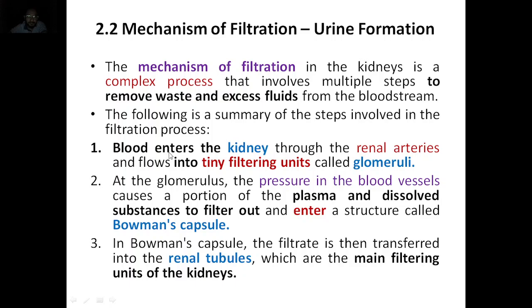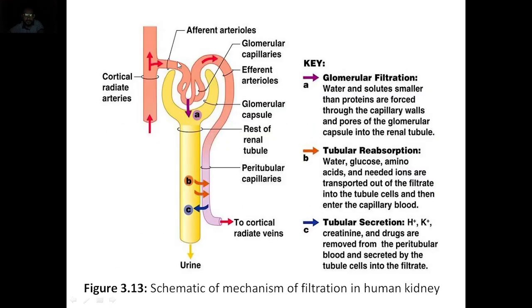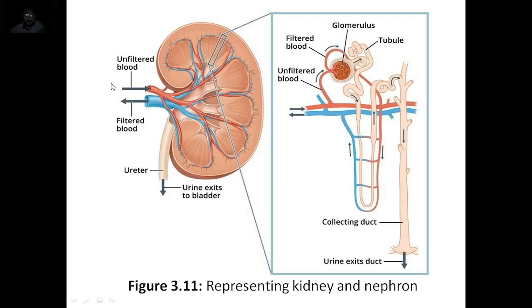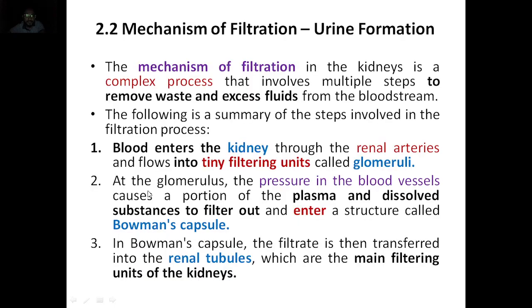So first step, blood enters the kidney through the renal arteries and flows into tiny filtering units which are called glomeruli. So here this is the glomeruli, or you can refer to the previous diagram. It enters into the glomeruli. So here unfiltered blood enters the kidney, which has 10 lakh nephrons. In one nephron, this is the glomerulus. This is where it goes.